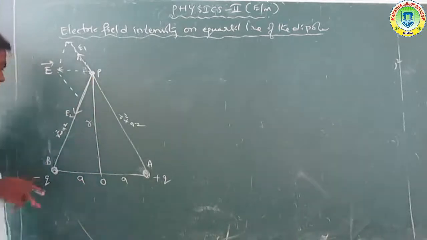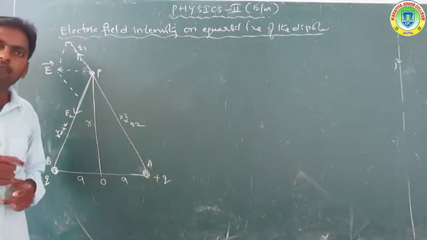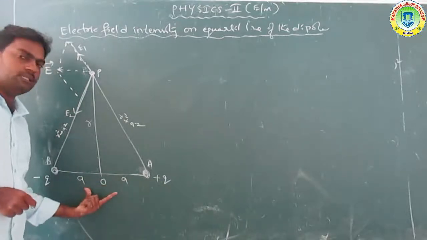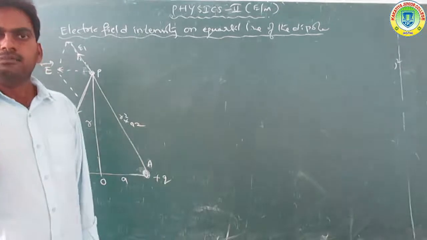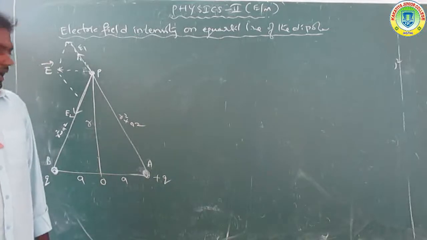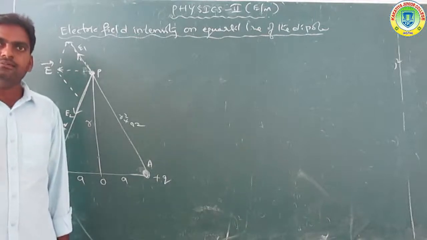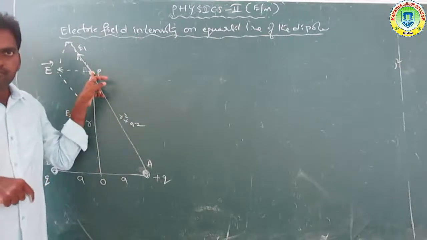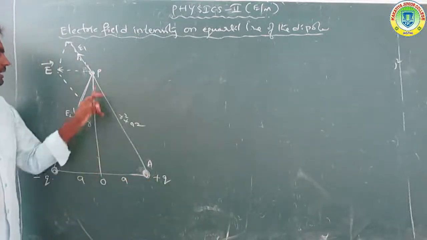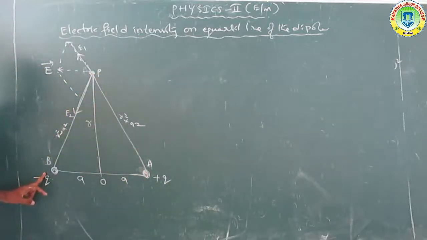So first of all, we consider two charges, minus Q charge and plus Q charge. These two charges are separated by a small distance, that is 2a. Now we shall calculate the electrical field intensity at a point P due to the dipole, due to the minus Q charge and plus Q charge.